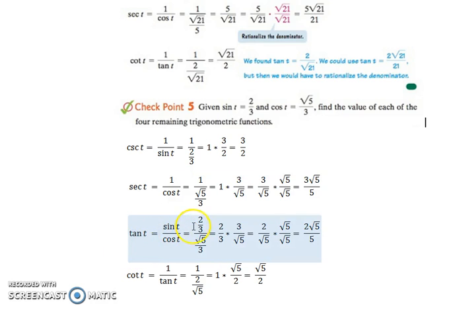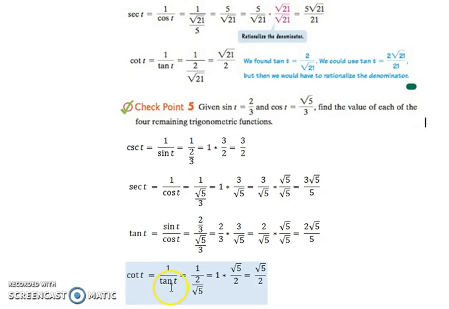Tangent, 2/3 over square root of 5 over 3, sine over cosine. So that's 2/3 times the reciprocal of this, 3 over square root of 5. Again, you have to rationalize, because we can't leave that down there. So you get 2 square root of 5 over 5.